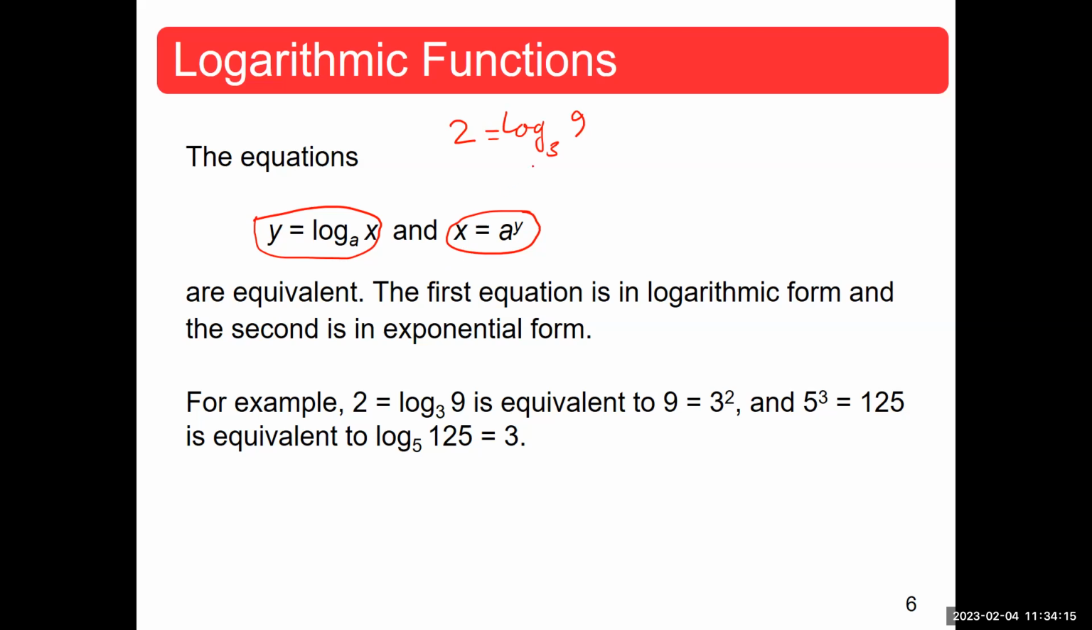Well, the easiest way for me, because this is logarithmic, I'm going to put y, small y here, and put a here, and put x here. Then rewrite this formula again. So this is x equal a to power y. How much is x? It's 9. How much is a? It's 3. How much is y? It's 2. Well, that's correct. 9 is equal 3 to power 2. Very easy to change.